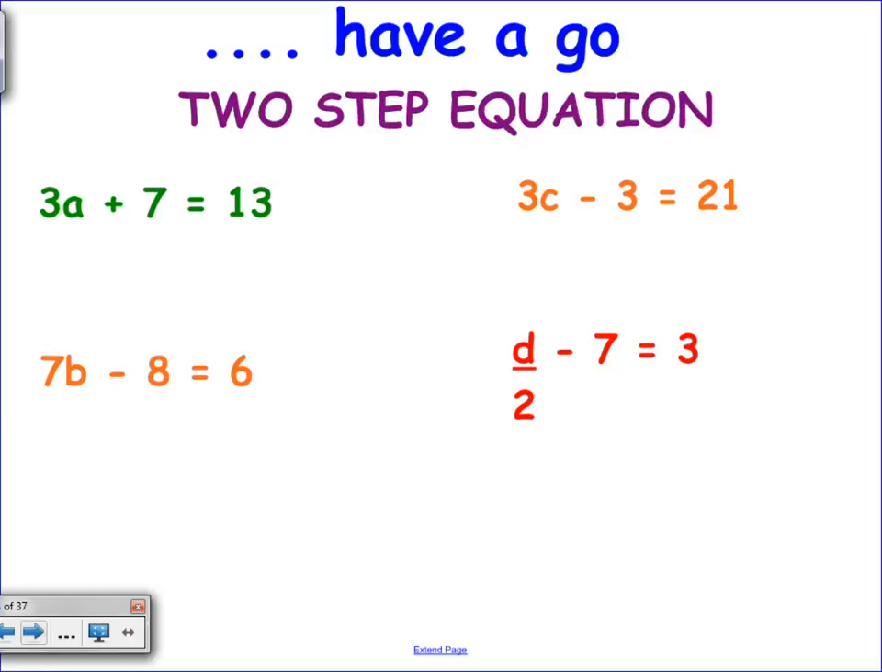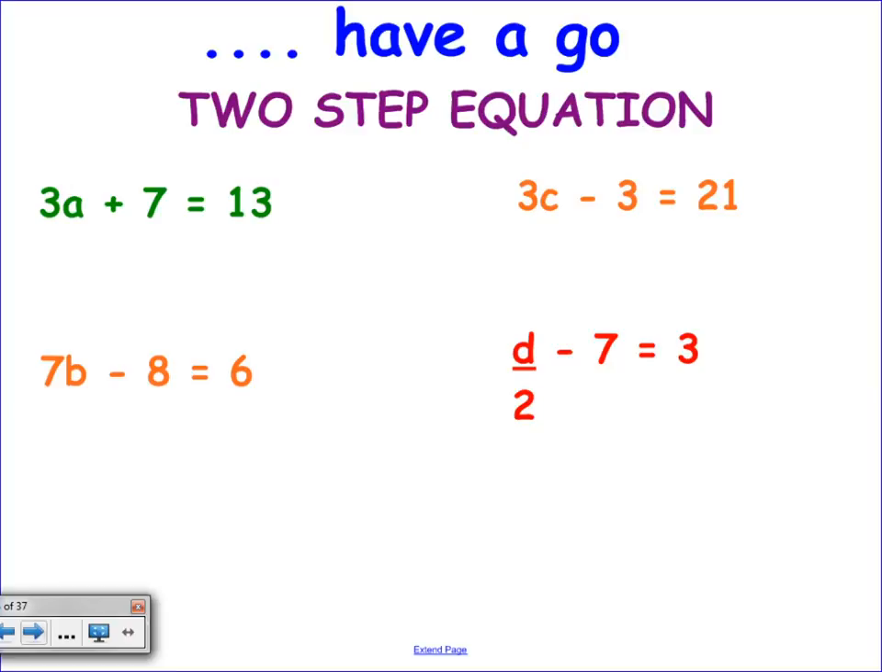Okay, so 3a plus 7 equals 13, 3c minus 3 equals 21, 7b minus... So the green one's the easy one. This will appear at question 1 or 2 in an exam. The amber ones are your standard ones that would appear at questions 7, 8 or 9. The red one, because it's got the negative number, could appear later on. Okay? First one then, green.